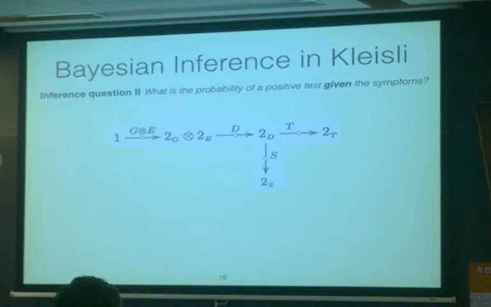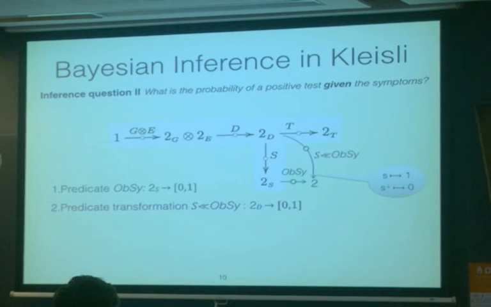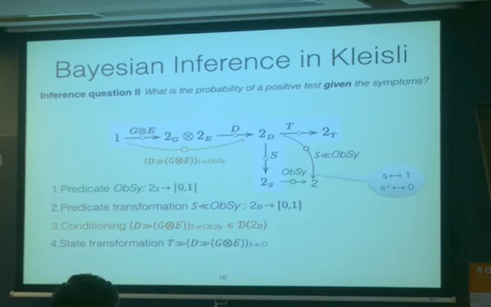How was this done formally? We have again our network. We put our predicate, as we said. This is again a short predicate. We now perform predicate transformation, which brings it from a predicate on the symptoms node to a predicate on the disease node. Now we do the conditioning, and finally state transformation. Okay, so we do the conditioning. Here we obtain again a state on D, and now we're going to do state transformation on what we got.